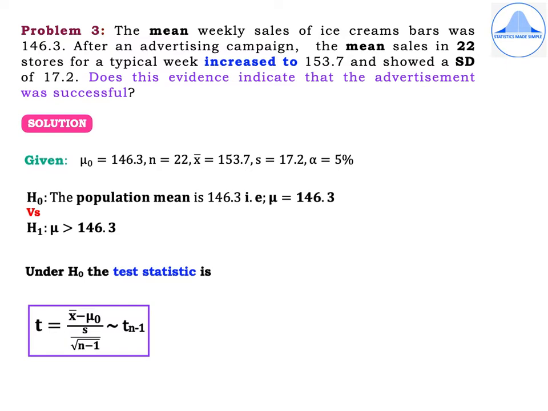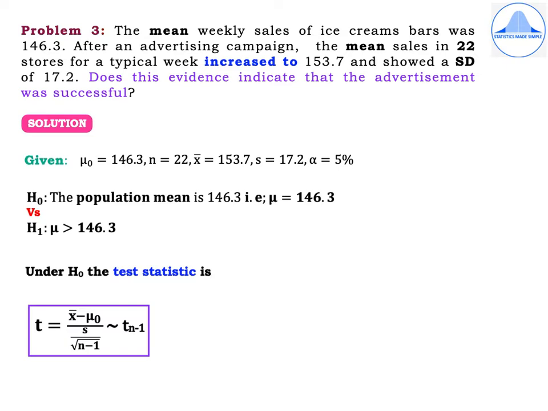In this problem, the words mean and standard deviation are used, and if we observe, the sample size is 22 stores, that means n is equal to 22, which is less than 30. So the given problem falls in the category of t-test for single mean, and hence we should be able to get four values from the problem, that is n, x bar, mu naught, then either s or s square.